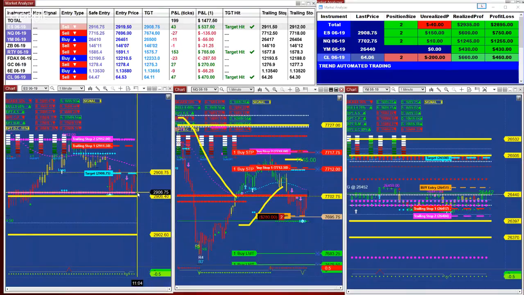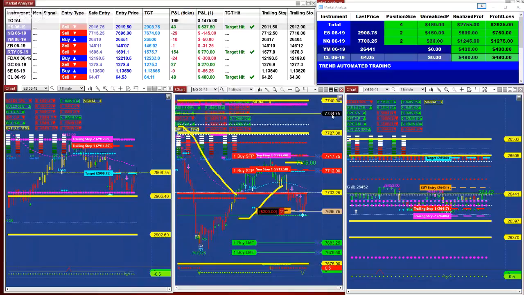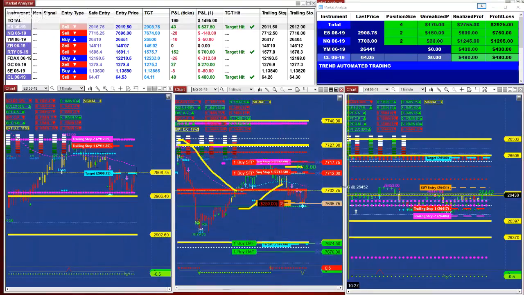The ES did not break that area. That's why I was not too excited about this new signal. But the auto trade took it. That's fine.